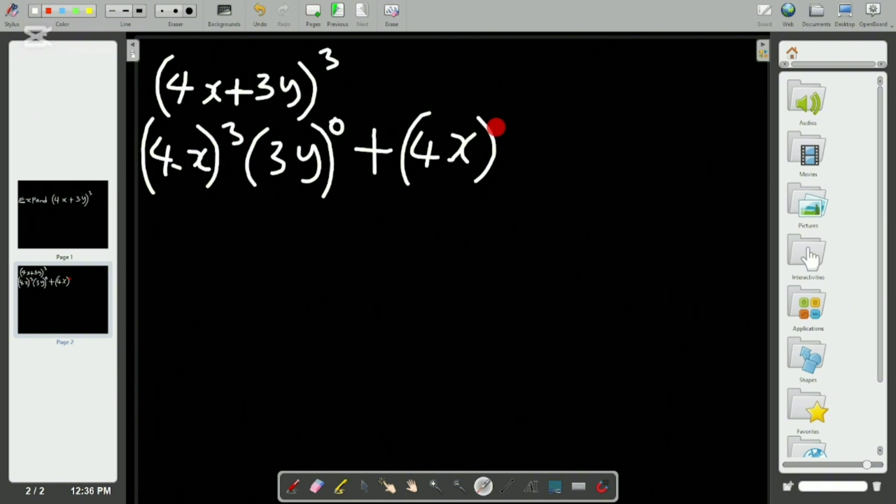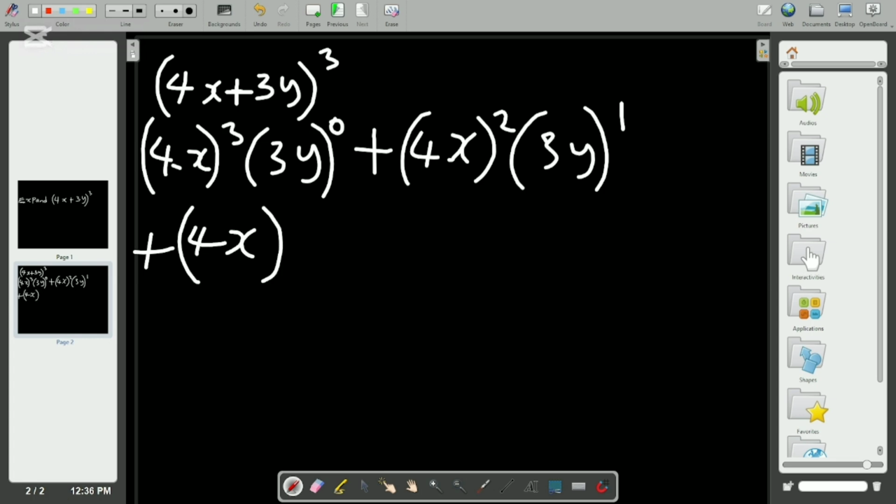It will now reduce to 2, so you write it to the power of 2, then times 3y raised to the power of 0, which is going to increase to 1. So this will now be 1. Then plus 4x all raised to the power of 2, the 2 will now reduce to 1, times 3y, whose power of 1 will now increase to 2, so you have it raised to the power of 2.